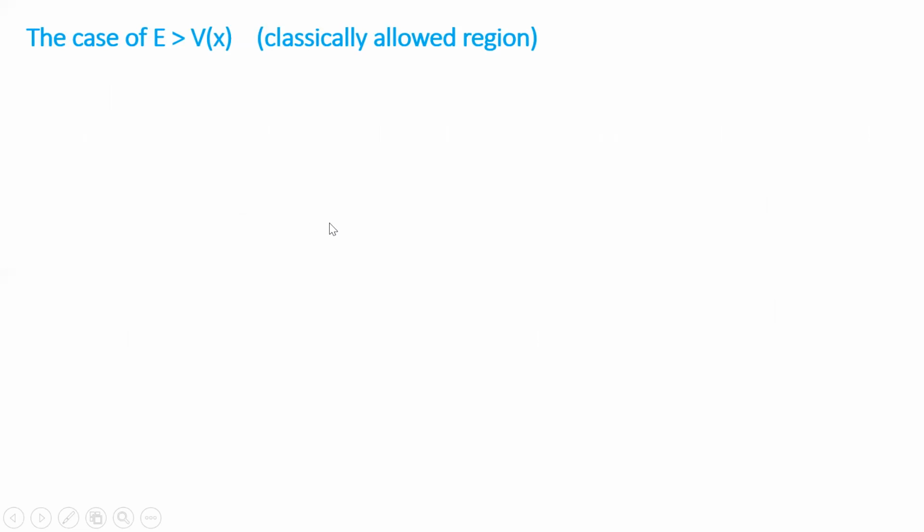The first is the case where E is greater than V of x. And this is the classically allowed region, where the total energy is greater than the potential. So there's energy left over for there to be kinetic energy and for the particle to move. So this is a classically allowed region.